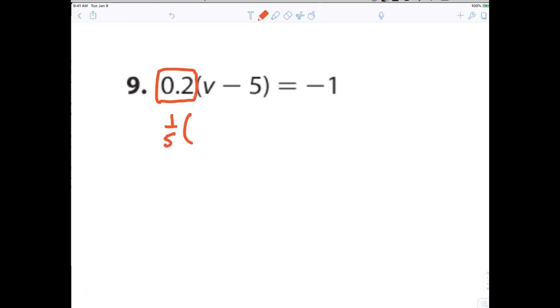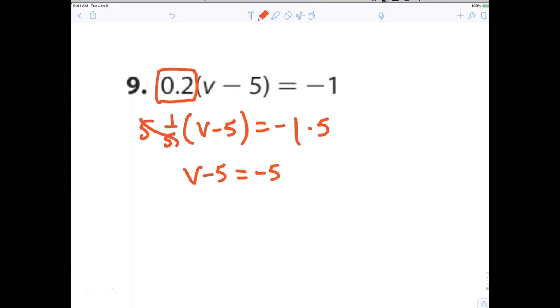All right. So 1/5 times the quantity V minus 5 equals negative 1. So how do I get rid of 1/5? Multiply by? What is the reciprocal? 5. That's right. You're multiplying by 5. Those cancel. V minus 5 equals, what's negative 1 times 5? Negative 5. Plus 5? Zero. V equals 0.